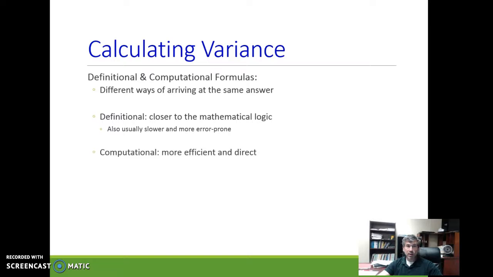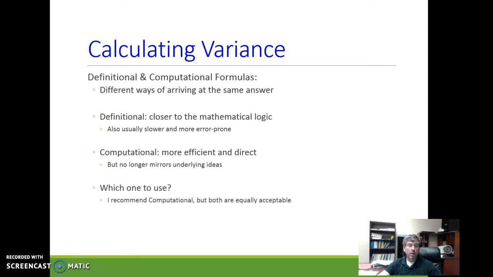Computational formulas are designed to be quick. They're more efficient, they're less error prone, they get to the point more directly, and they involve fewer calculations to get the right answer. But they don't mirror the underlying ideas as closely as the definitional formula. So here's the long story short. Which one to use? It's up to you.